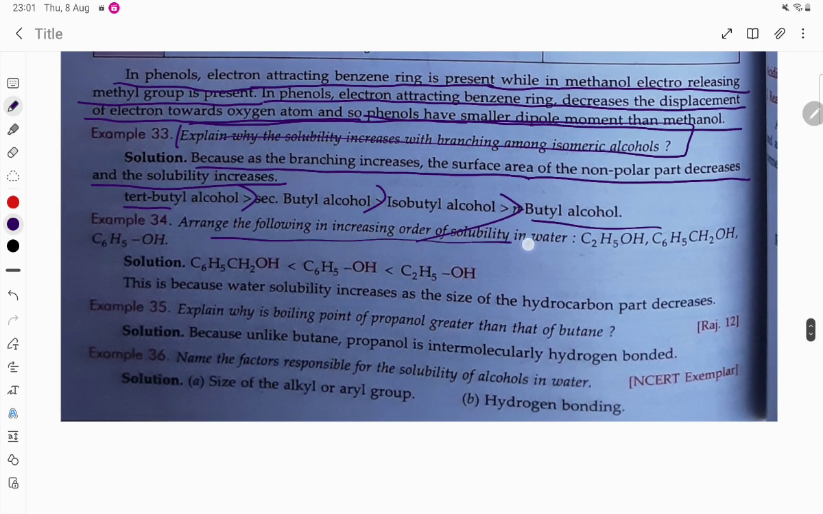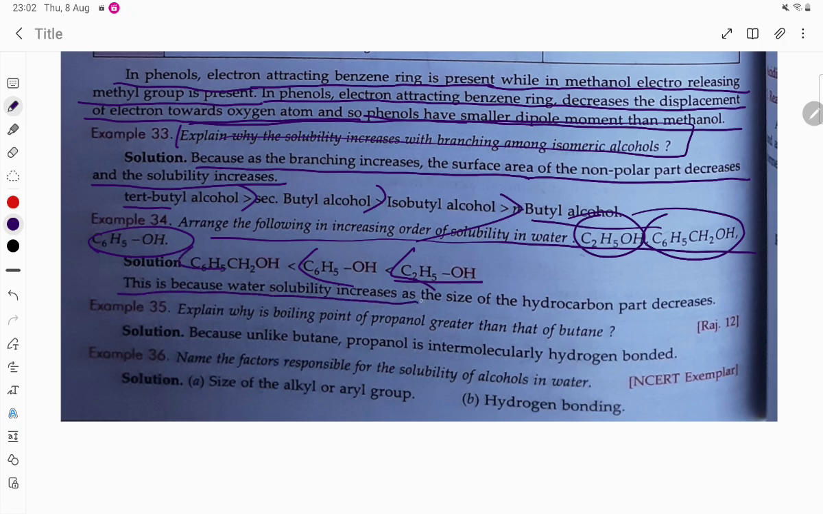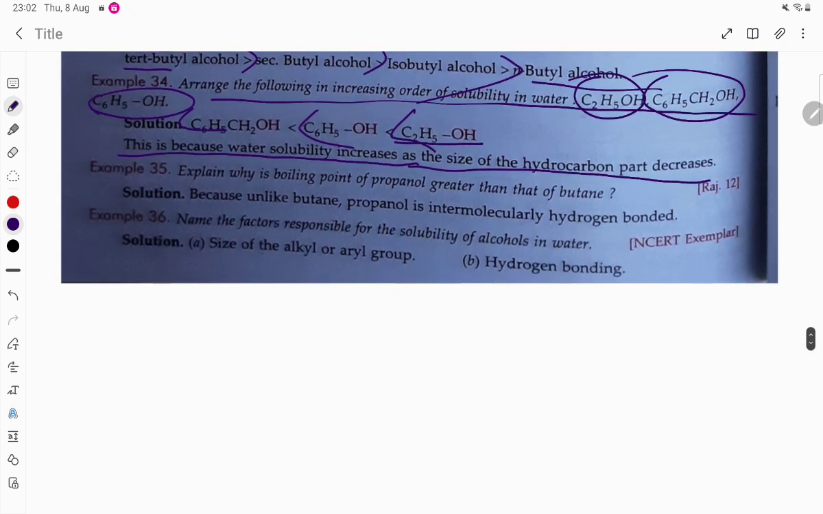Arrange the following in increasing order of their boiling point. Here is an alcohol, this is again an alcohol, and this is the phenol. So this is C2H5OH, this one, then this one, then this one. This is because water solubility increases as the size of the hydrocarbon part decreases.